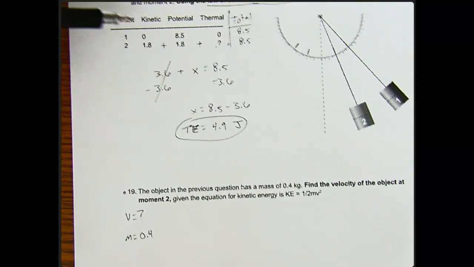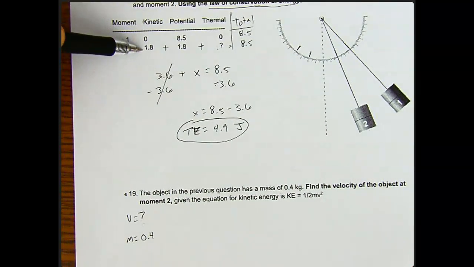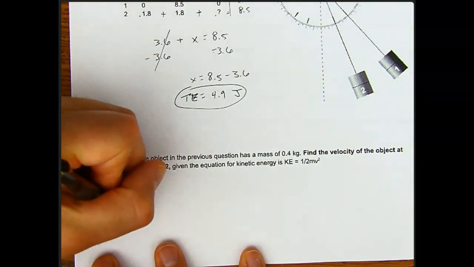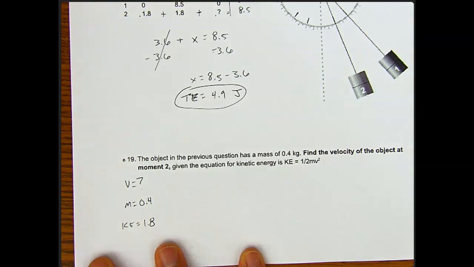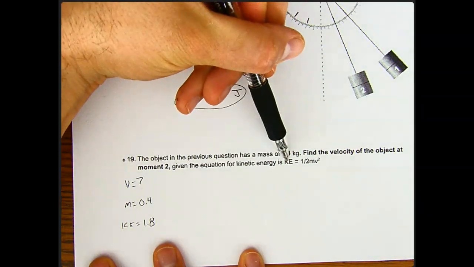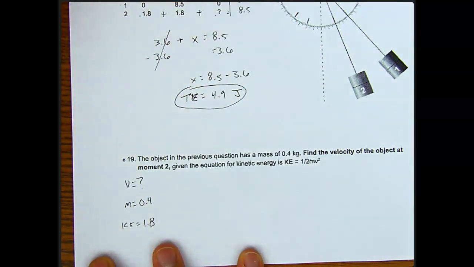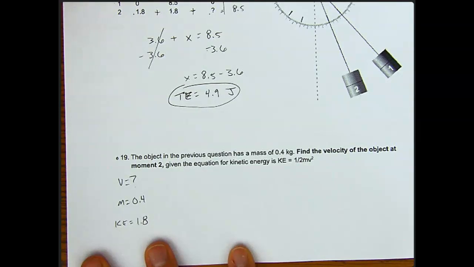It's actually right here. Kinetic energy is 1.8. So we know that the kinetic energy is 1.8. And those are the only variables in the equation, KE, m, v. So let's plug in our numbers, do a little bit of math, and we'll figure out what the velocity is.